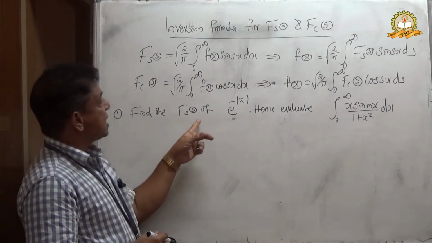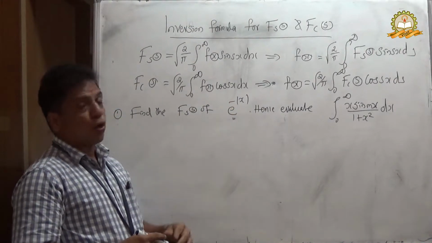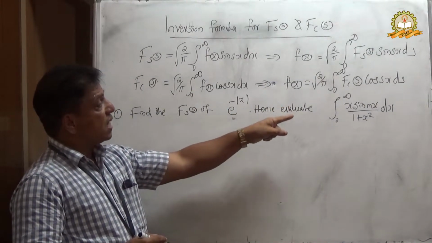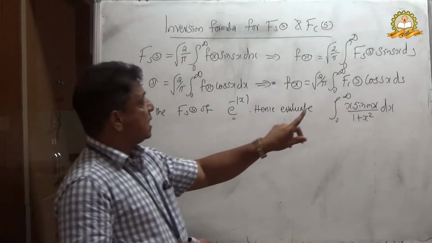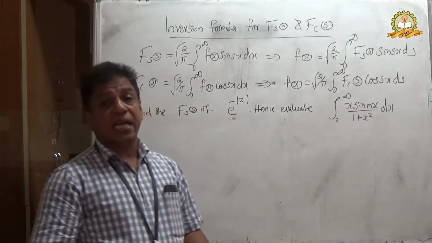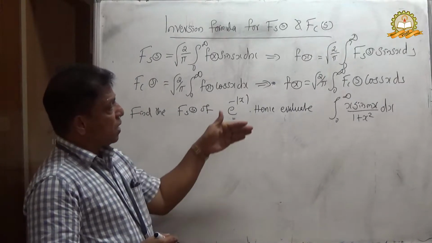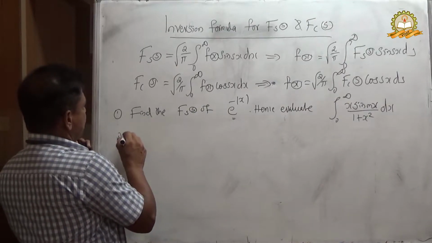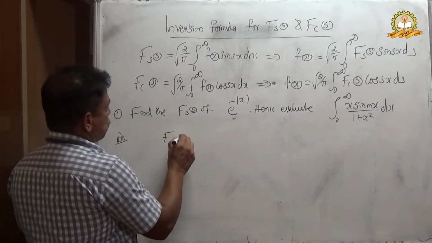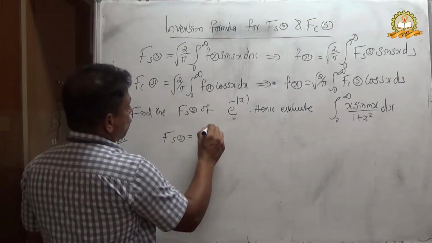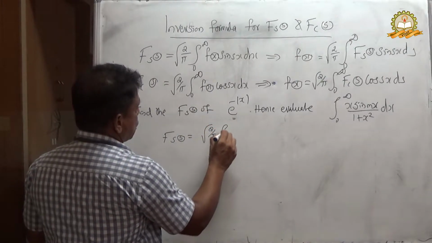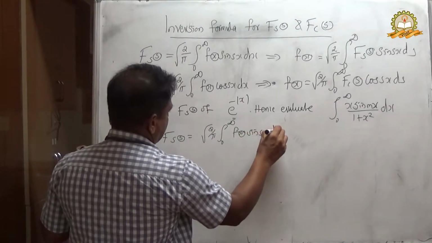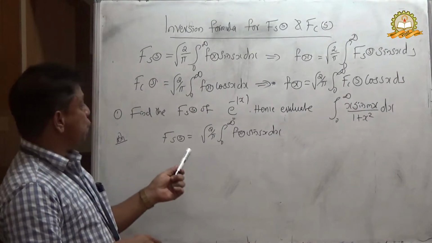Find the Fourier sine transform of e raised to minus mod x and hence evaluate integral 0 to infinity x sin mx by 1 plus x square dx. We can work out this problem. First we find the Fourier sine transform. We write the formula: root of 2 by pi integral 0 to infinity f(x) sin sx dx.